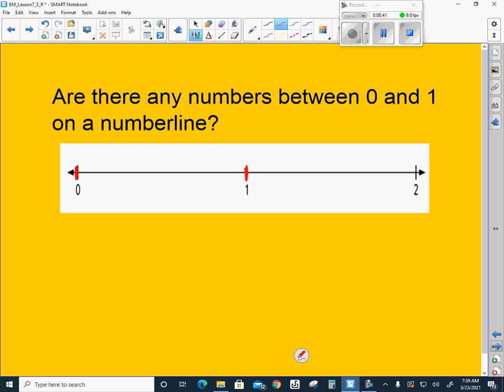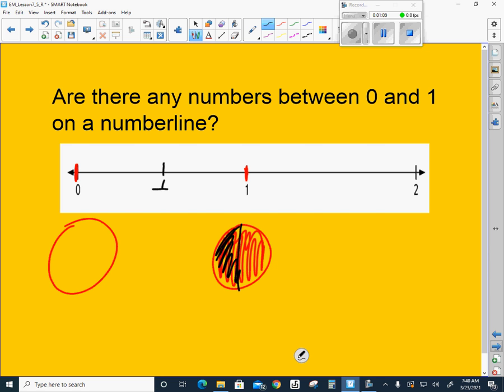Let's think of pizzas, okay? You can have 0 pizzas, or you can have 1 whole pizza. Is there anything between having 0 pizzas or having 1 whole pizza? Can you have anything in between? Well, yeah, of course. You can actually have a half a pizza, right? And so there's actually 1/2 between 0 and 1.